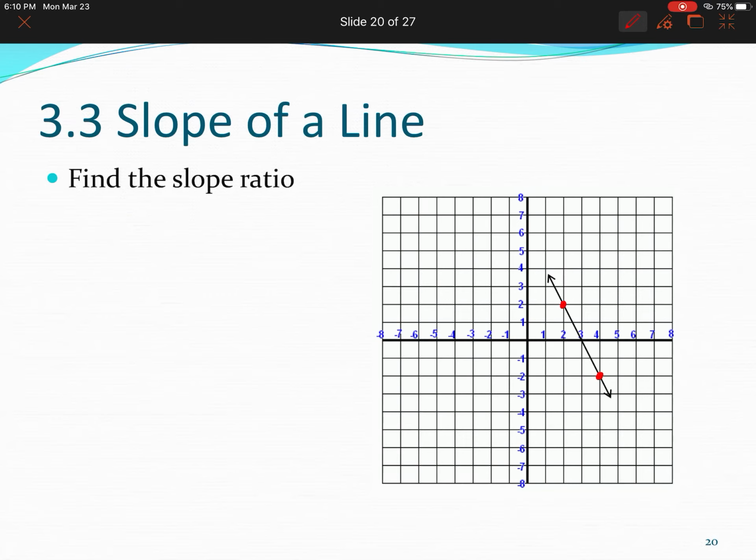So what I'd like you to do is, using this point and this point, take just a minute, pause the video, find the slope of this line. So I'll give you about 3 seconds to pause the video, and then I'll do it for us.